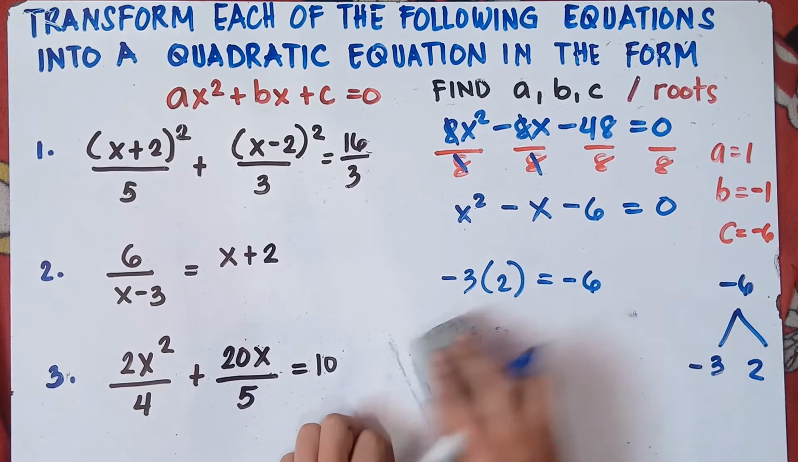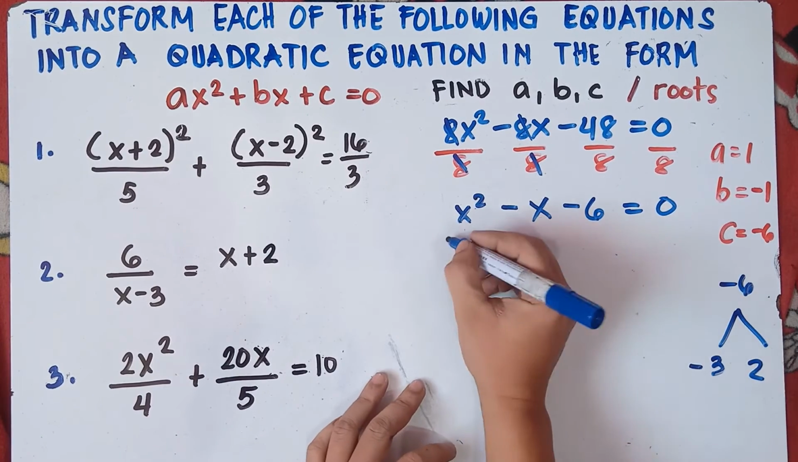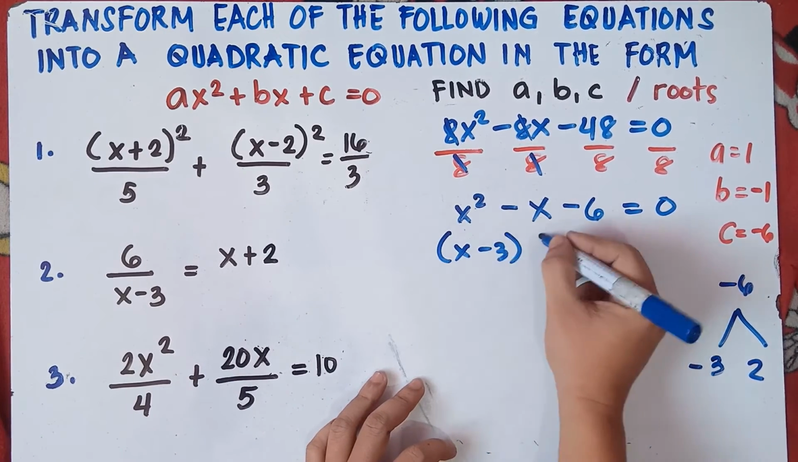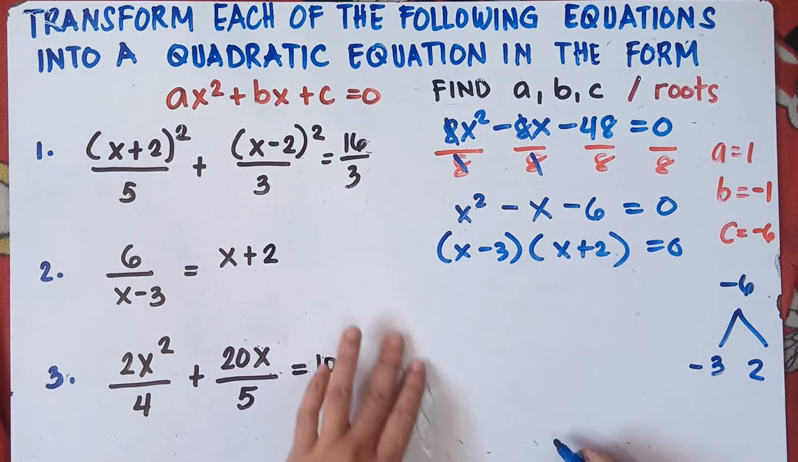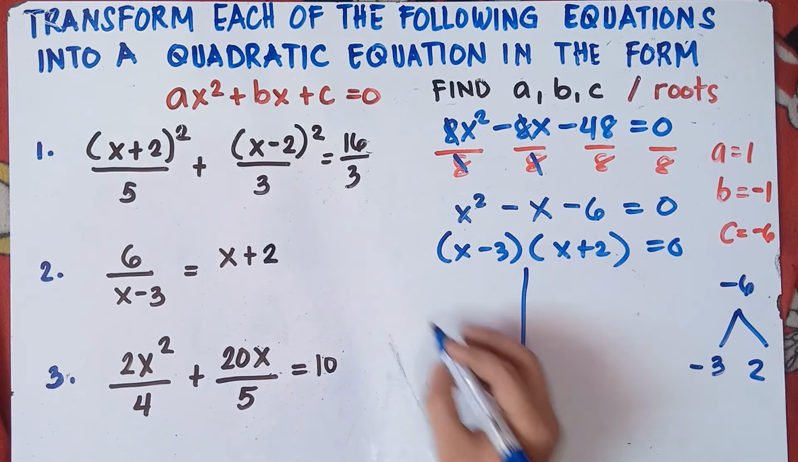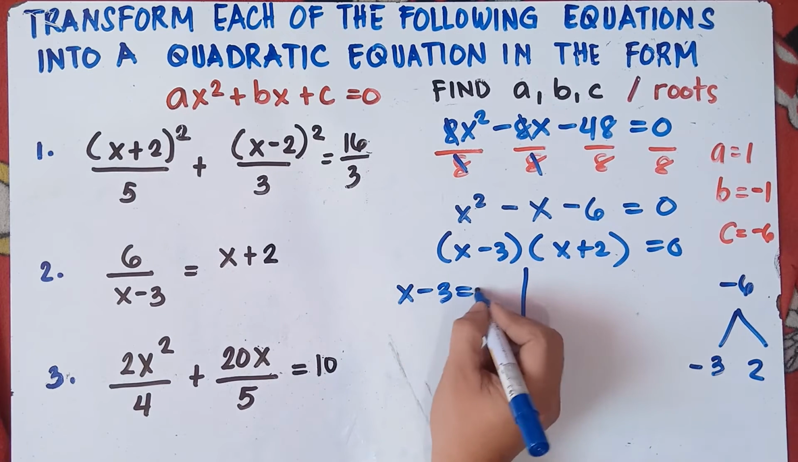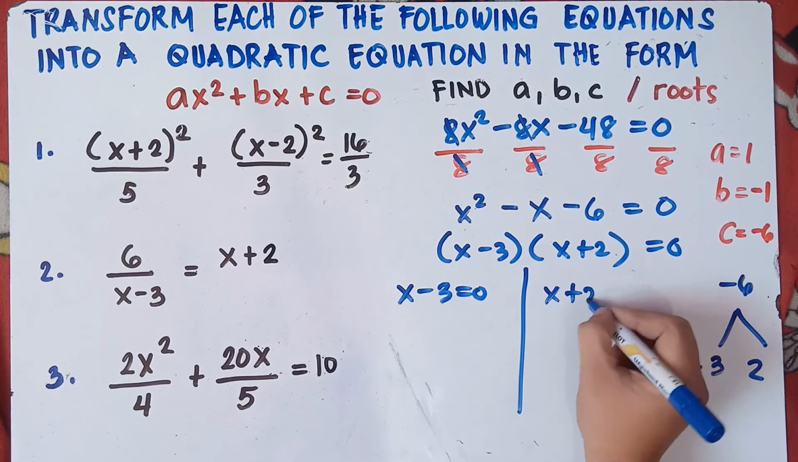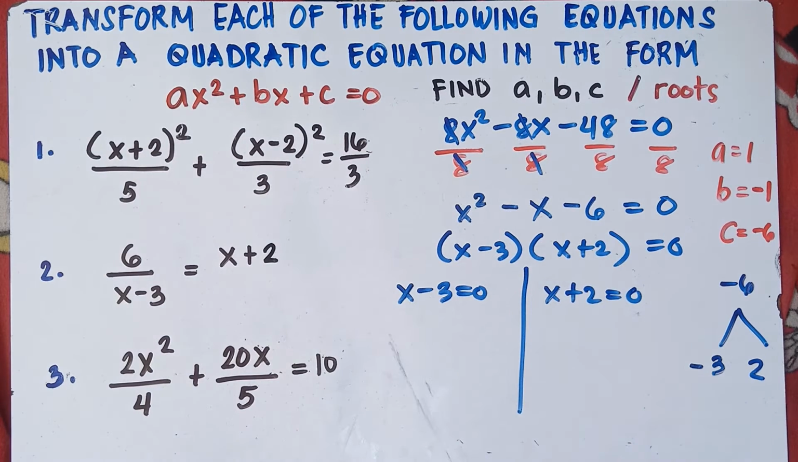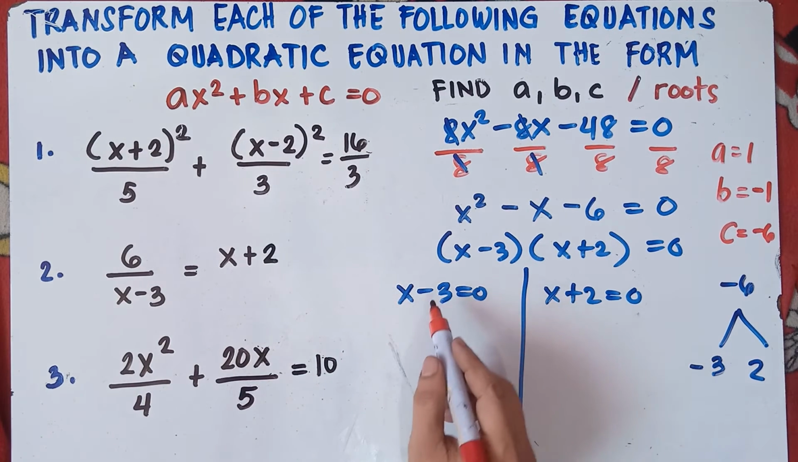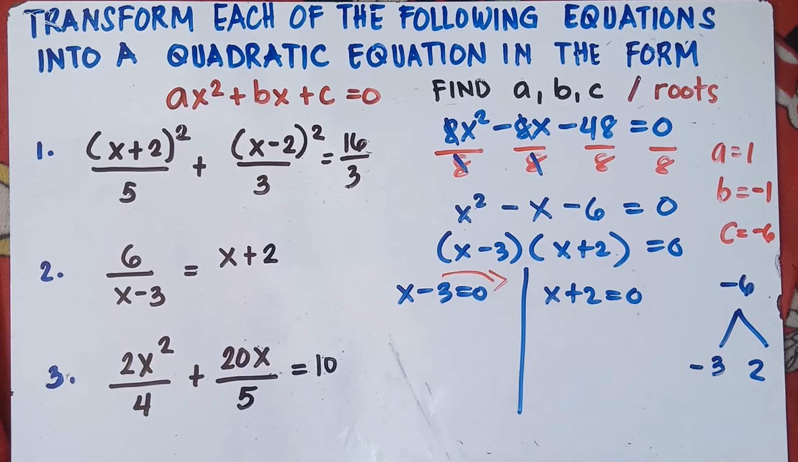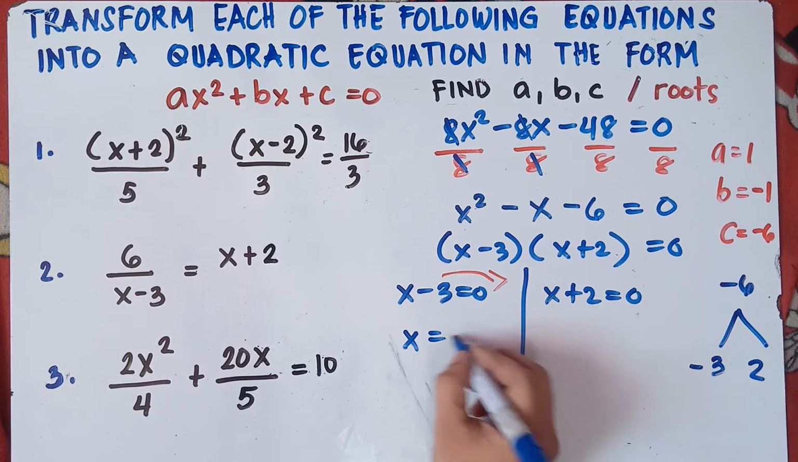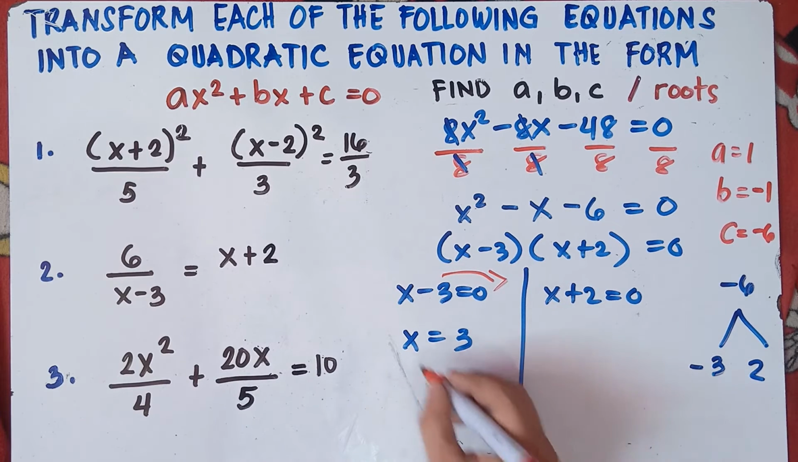So therefore, the factors will be x minus 3 and x plus 2 equals 0. And to get the roots, just equate each one to 0. This will be x minus 3 equals 0, and x plus 2 equals 0. And then to find the value of x, just simply transpose negative 3 from left to right. This is negative, so when you transpose it, it will be positive. So x equals 3. This will be our first root.